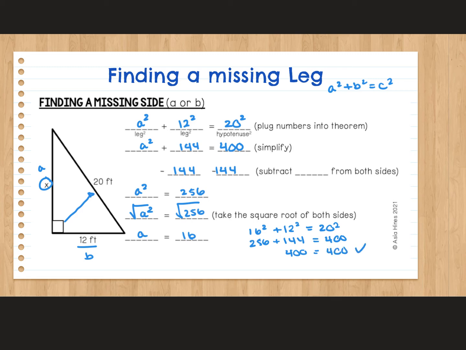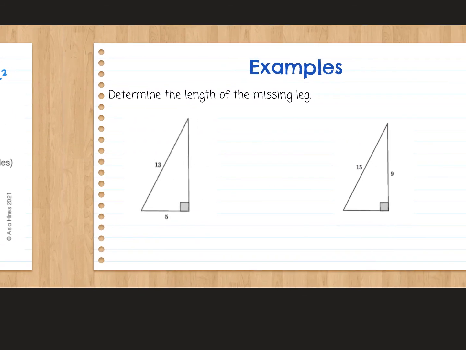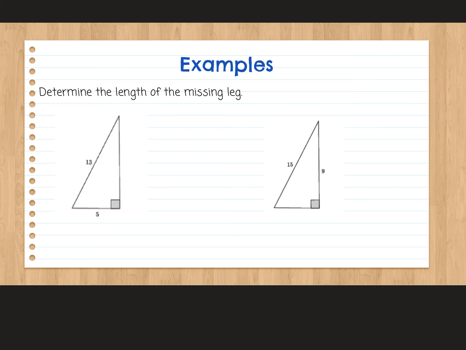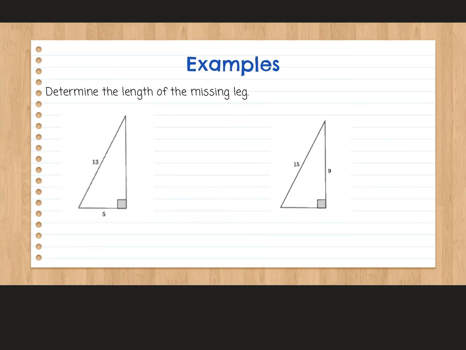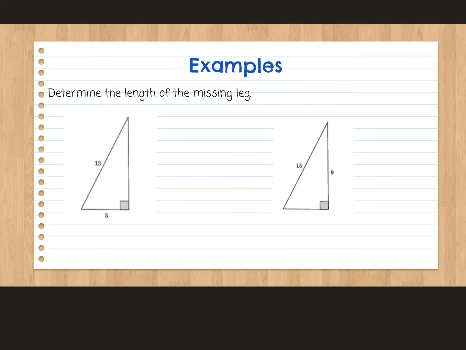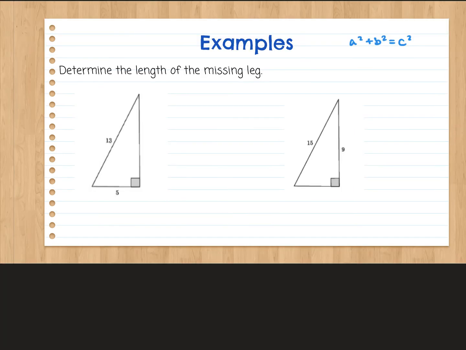All right, let's practice some examples. I want you to pause the video and I want you to try this. Determine the length of the missing leg. So again, we're looking for the missing leg, and we're still going to be using a squared plus b squared equals c squared.